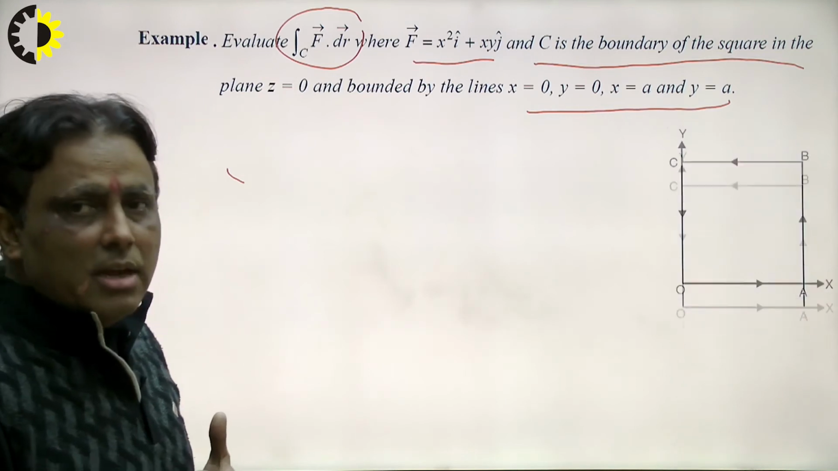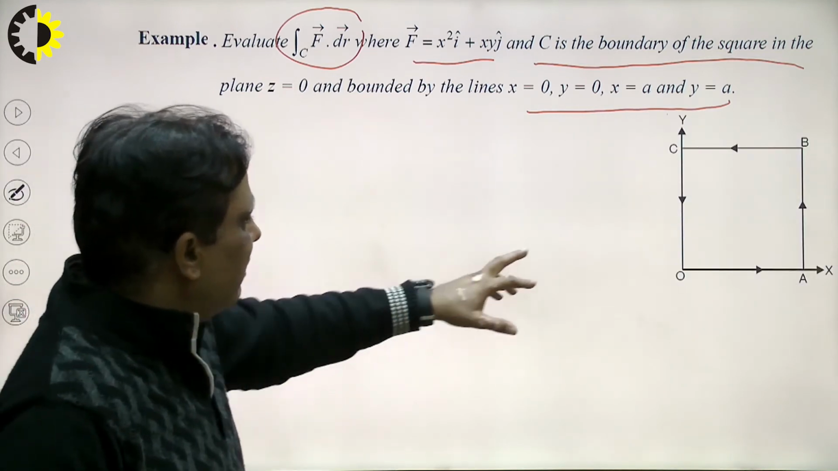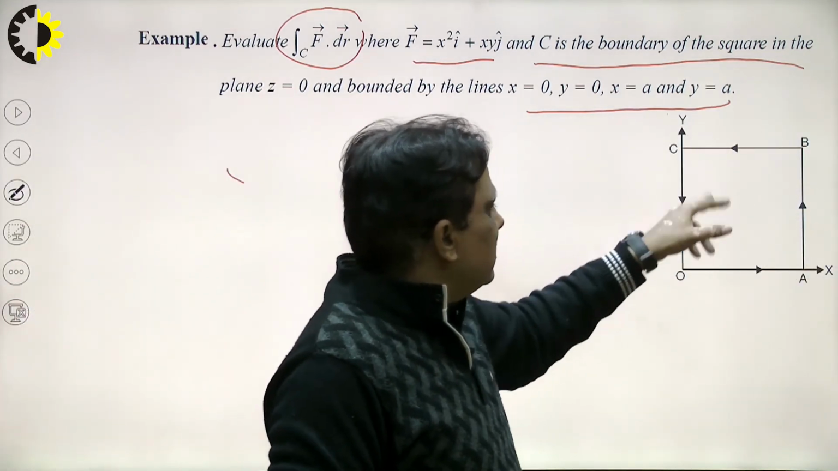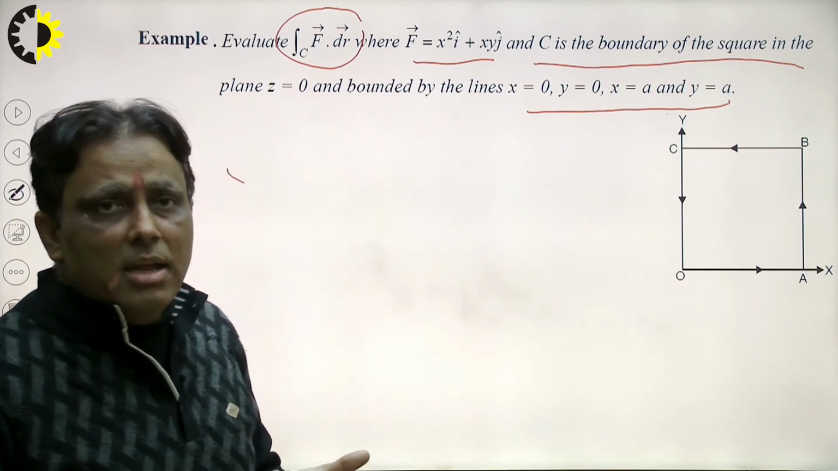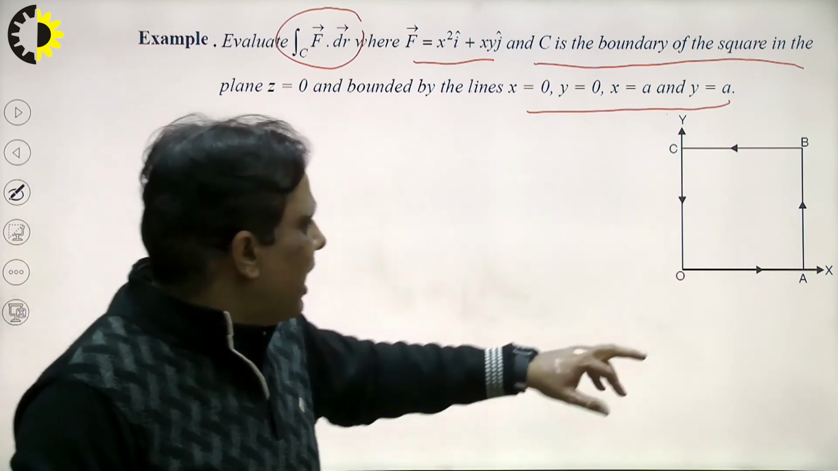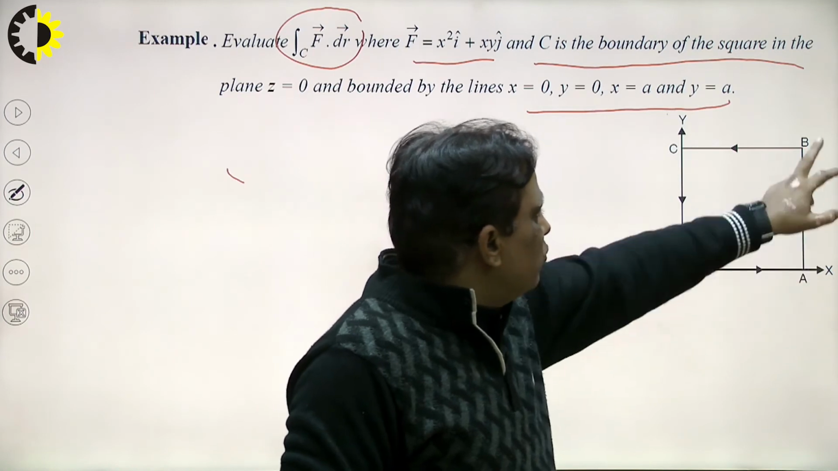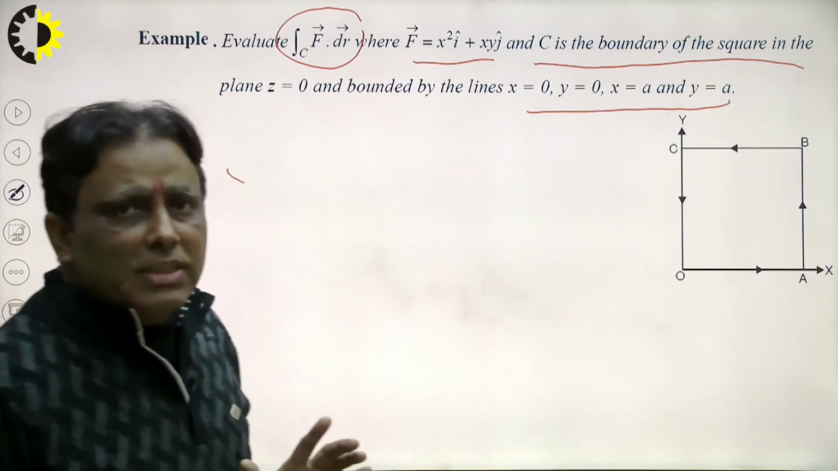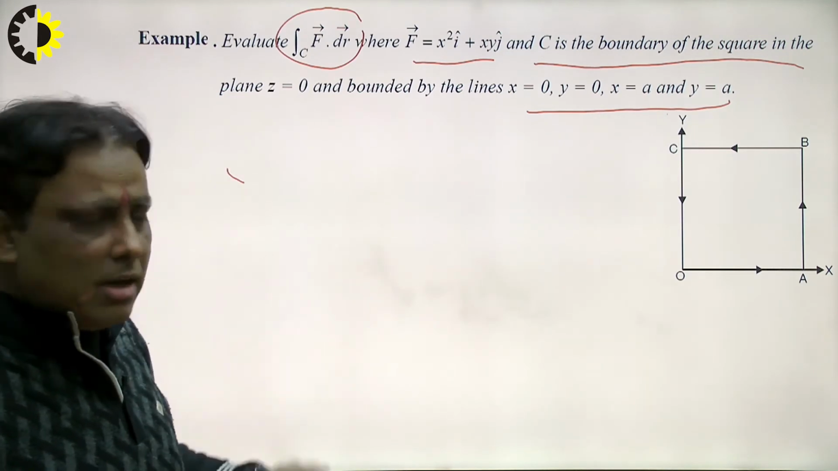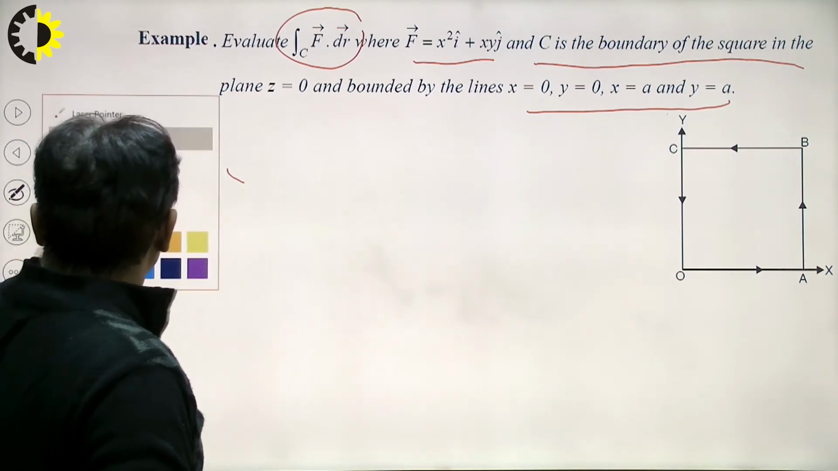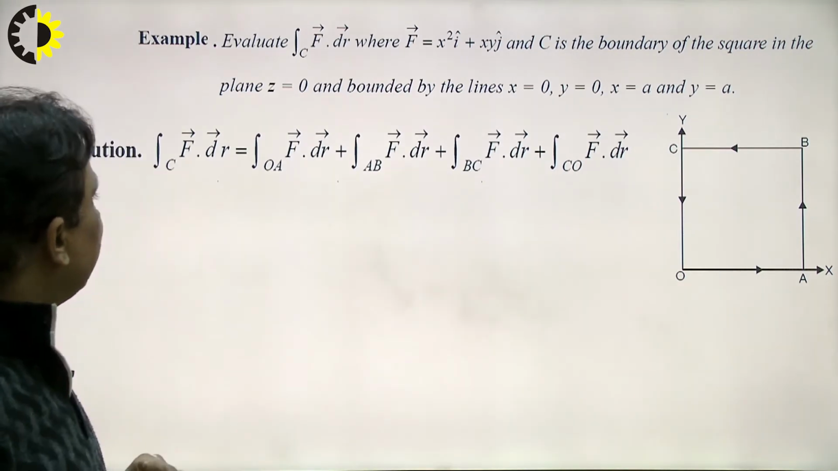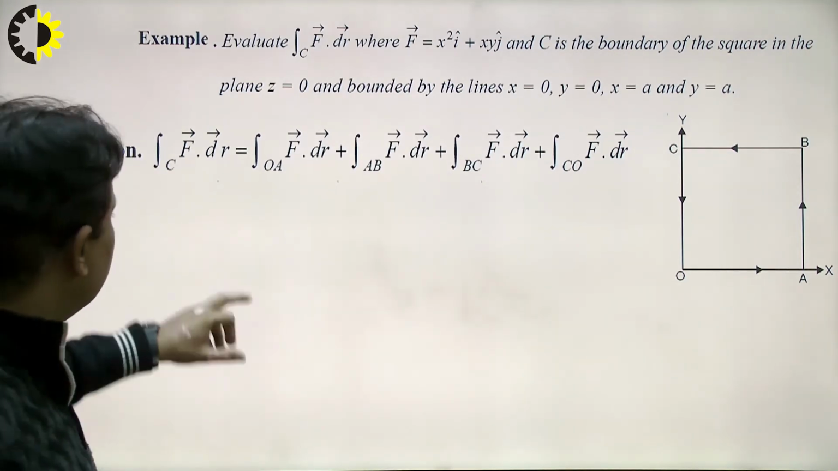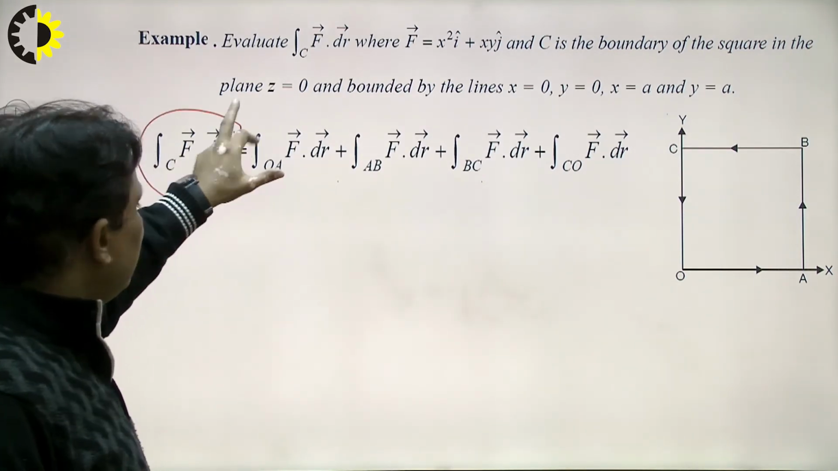In this way we can find it using the graph. This is OA, this is AB, and so on, right? I want to calculate the line integral here. So first of all I move from O to A, then A to B, B to C, and C to O. That is known as the criterion of the line integral, that means for the closed curve. How to calculate? First of all I divide this F dot dr into four parts.